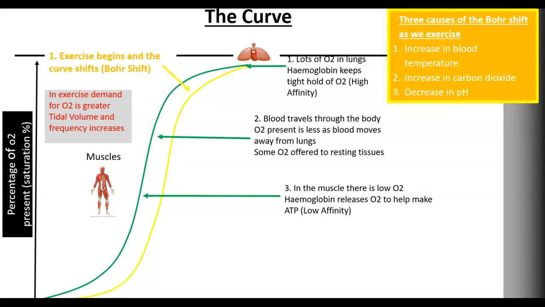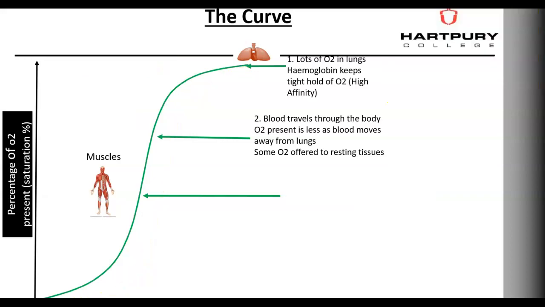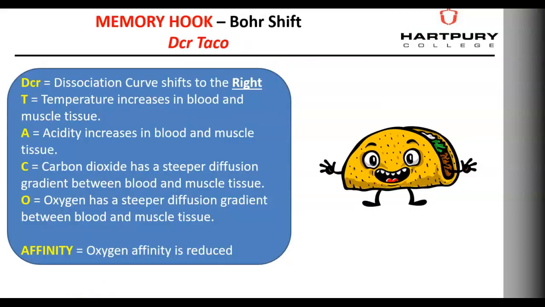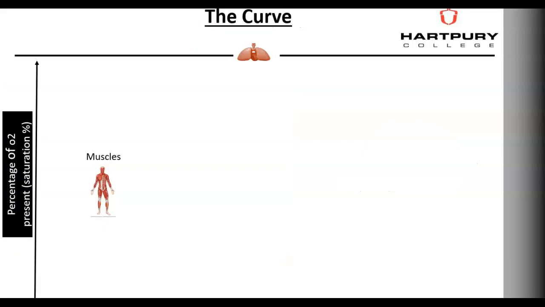Remembering that memory hook, the 3 causes of the Bohr shift as we exercise: an increase in blood temperature, an increase in carbon dioxide, and a decrease in pH. So Dr. Taco, we've got T for temperature, A for acidity, that's our 3rd cause here. The decrease in pH means it's more acidic. And finally we've got C for an increase in carbon dioxide. So thinking back to Dr. Taco, the memory hook, we've got Doctor and then Taco, so that gives us the causes.